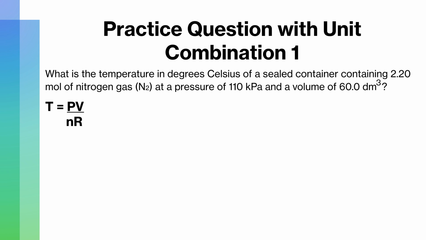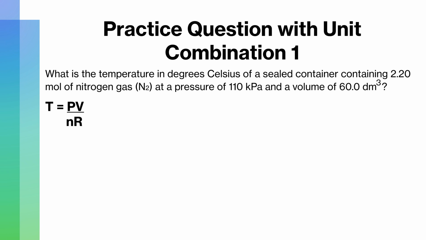Okay, let's now run through a practice question involving the first unit combination. What is the temperature in degrees Celsius of a sealed container containing 2.20 moles of nitrogen gas at a pressure of 110 kilopascals and a volume of 60.0 decimeters cubed? The rearranged equation we're going to be using is T equals P times V divided by N times R. Pressure times volume divided by amount times the gas constant.